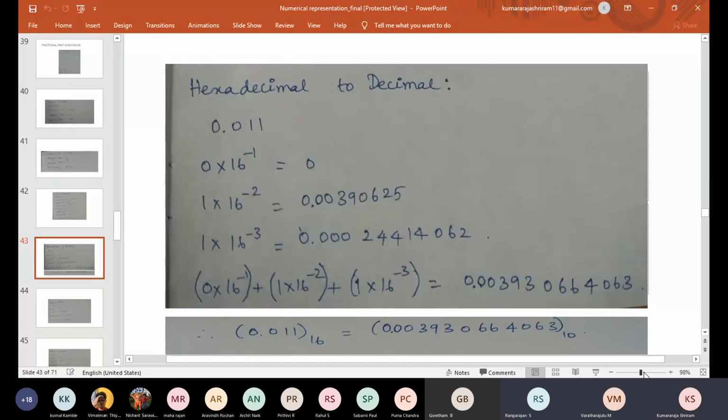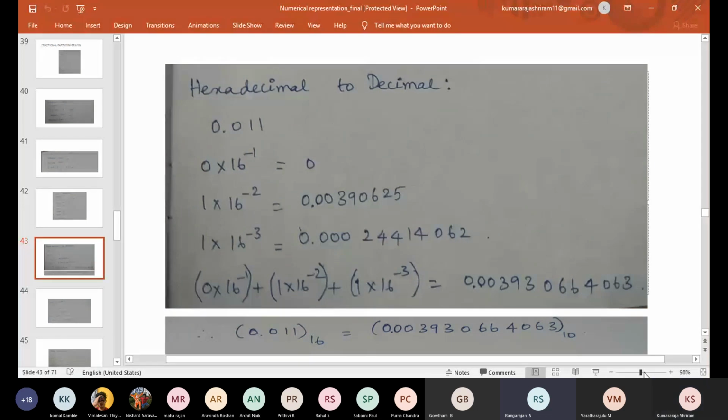Okay, sir. We are going to convert hexadecimal to decimal. The example is 0.011. Till now we have seen the decimal number system converted to other number systems. Now we are going to see hexadecimal to decimal, octal to decimal, and binary to decimal. The first step is hexadecimal to decimal. In the example 0.011, the hexadecimal base is 16.